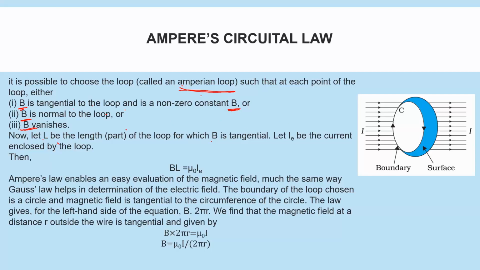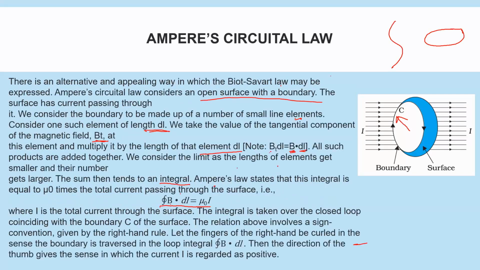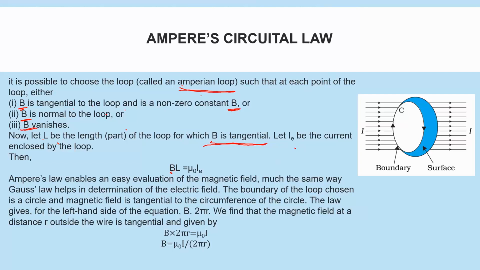Now let L be the length of the loop for which B is tangential, and I_E is the current that is enclosed by the loop. Then, because it is an integral over a closed loop of the product of the magnetic field and the line elements, the product of the magnetic field and the length of the loop where the field is tangential gives BL equals mu 0 into I_E, where I_E is the current enclosed by the loop.